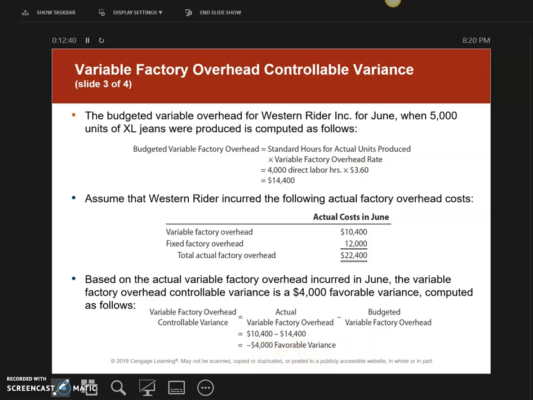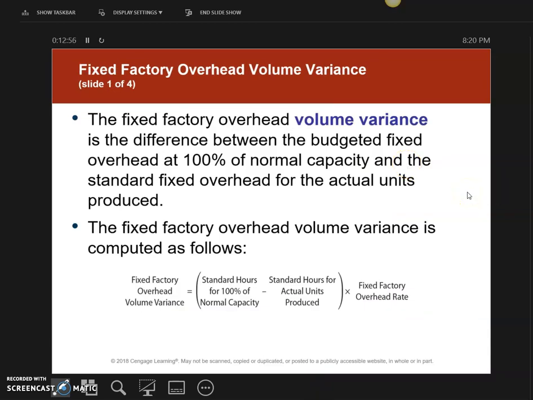And that's a good thing. Now we're going to look at the fixed factory overhead. The key word here is volume variance. When you hear the word volume, it's fixed factory overhead. Here is the formula. It's kind of intense.